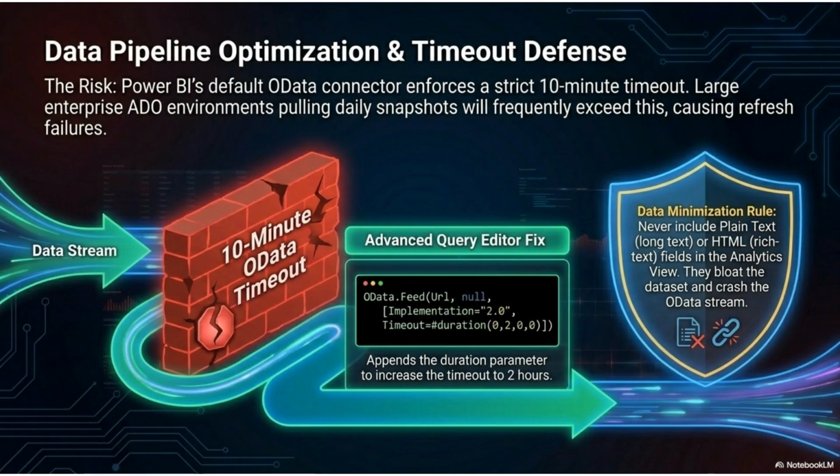Power BI's OData connector has a strict 10-minute timeout, often causing refresh failures in large environments. The fix is to append a duration parameter in the advanced query editor to increase the timeout to 2 hours. Also, avoid including rich text fields to minimize data bloat.